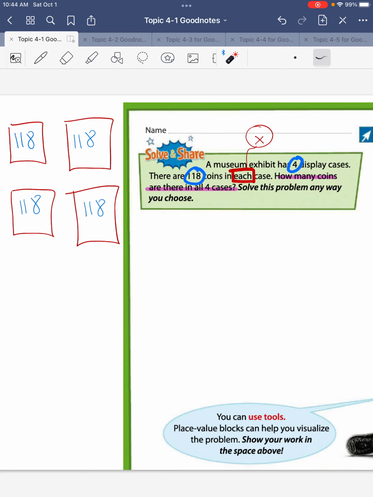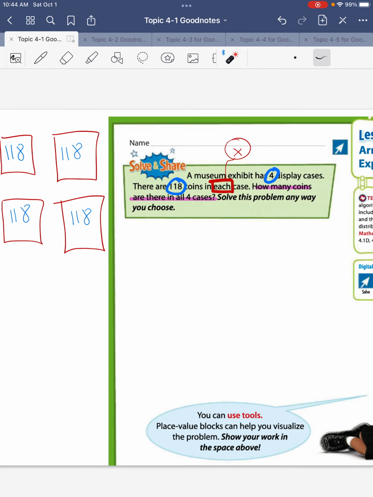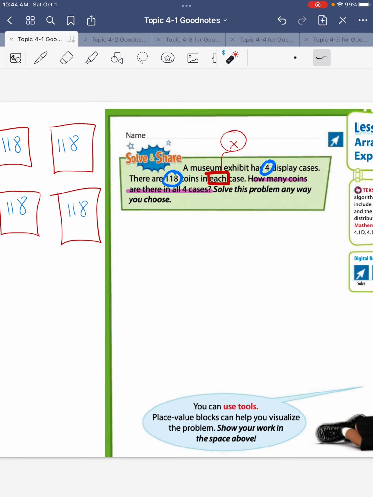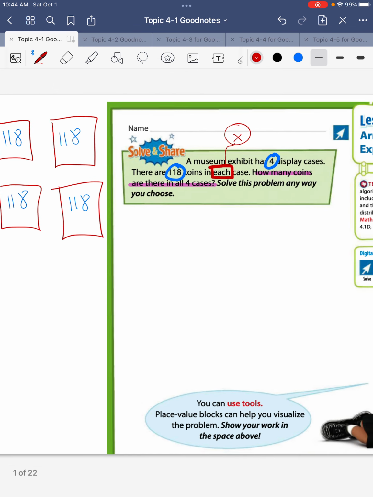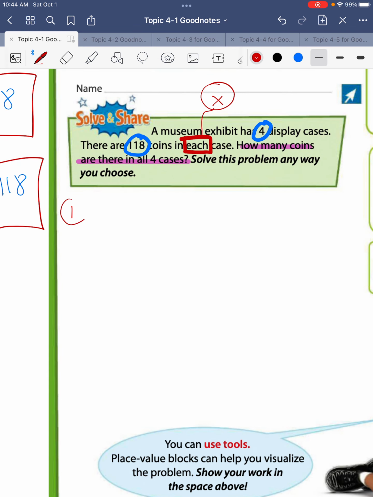Okay. In 3rd grade, you guys would do repeated addition. So you would do 118 plus 118 plus 118 plus 118, and you would add that. That's repeated addition. But we're in 4th grade, so we don't do that. We're going to multiply. So when I multiply, there's 2 ways for me to do this. Okay. This is my first step, my first way to do it.